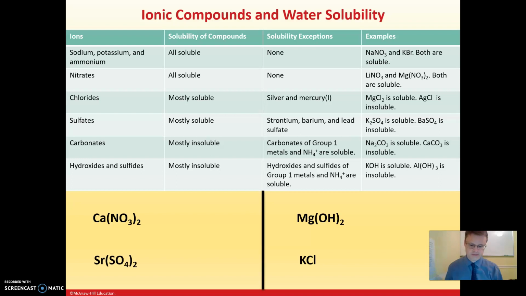All right, so let's go over these answers. Calcium nitrate, that's going to be soluble. The reason it's going to be soluble is it has a nitrate ion, and all ionic compounds that contain the nitrate are going to be soluble.